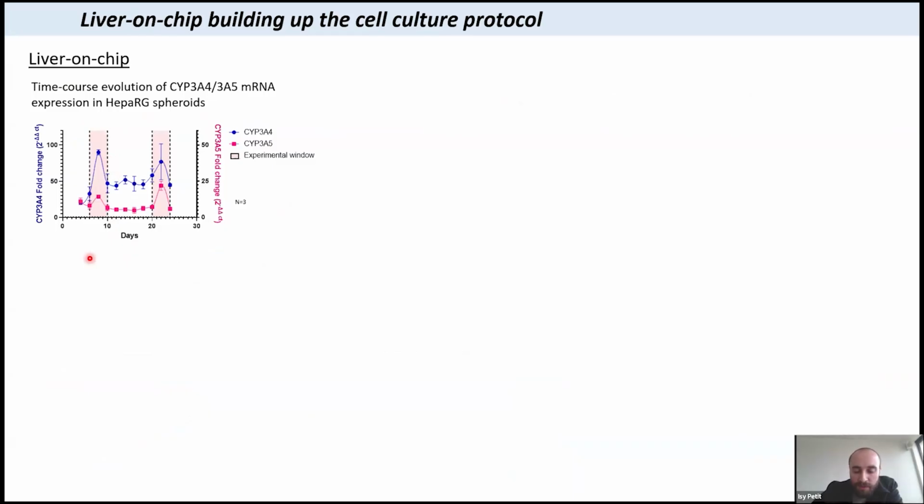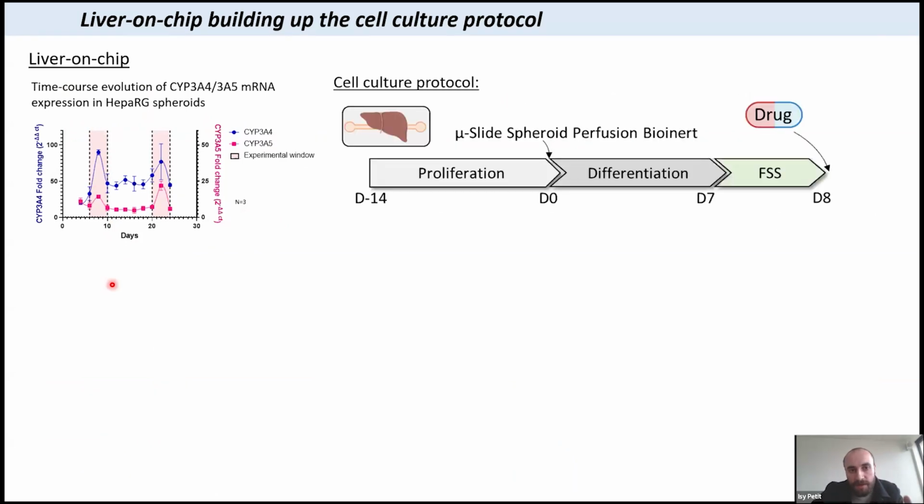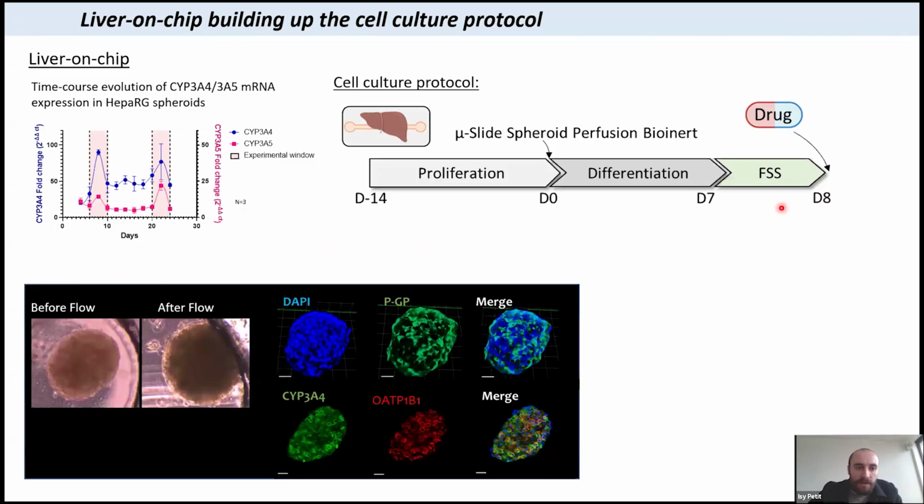And we saw two time points where the expression was higher, and from that we developed this cell culture protocol. So at day 0, we start differentiation in the spheroid model, and we can put them under flow shear stress under dynamic condition starting from day 7, and treat them at day 8. We can maintain those spheroids under a dynamic condition for more than 5 days. If there is no bubble, there is no problem.